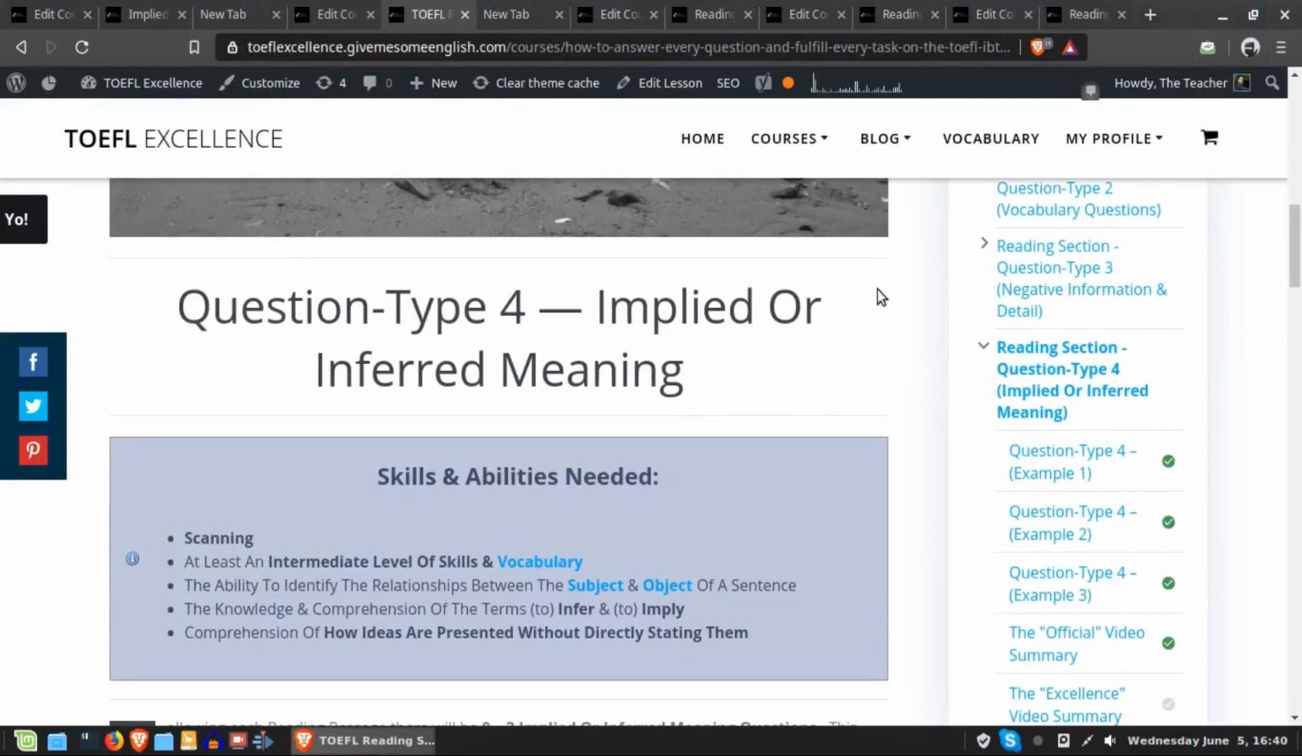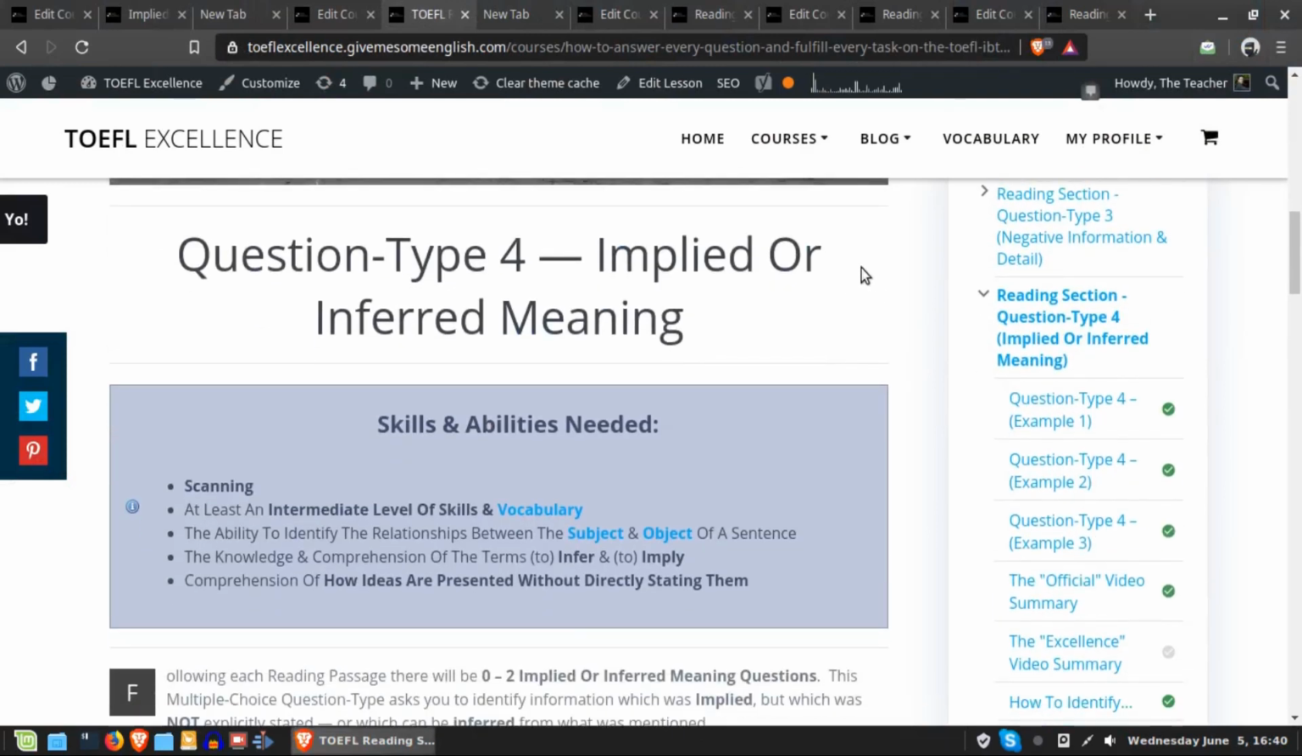Okay, so now we are on to question type 4, the implied or inferred meaning questions. As the name implies, this is about information which is implied, or about information where you have to make an inference based upon the information which is given.